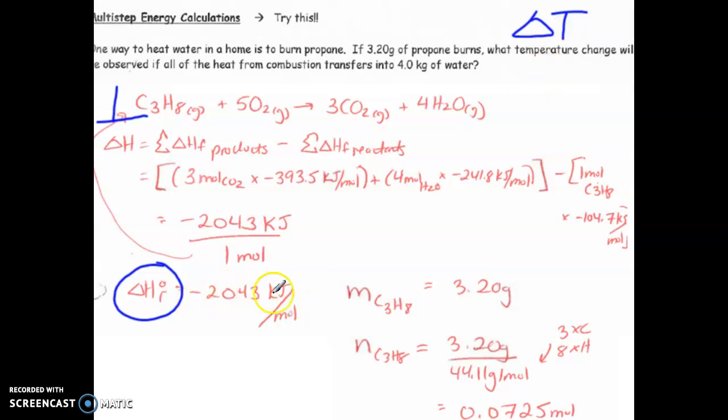Because we have the molar enthalpy, we have to first figure out how many moles are actually burning. So our system is 3.20 grams of propane. So we have mass over the molar mass to determine our mole value, right? So we don't have 1 mole burning. We have 0.0725 moles. So that will give us our overall energy change for that amount of propane. This 4 kilograms of water, so our propane is the system. The water where that heat is transferring into is the surroundings.